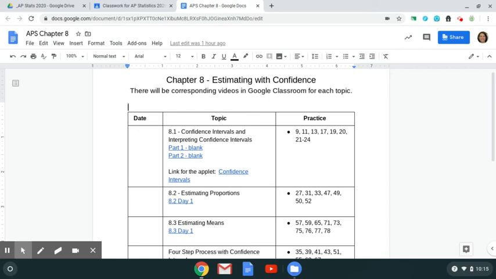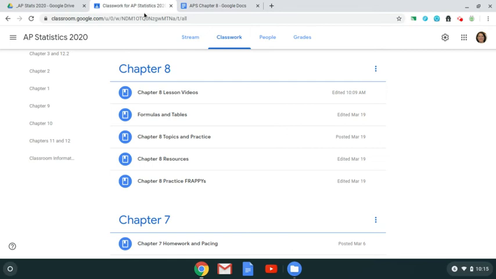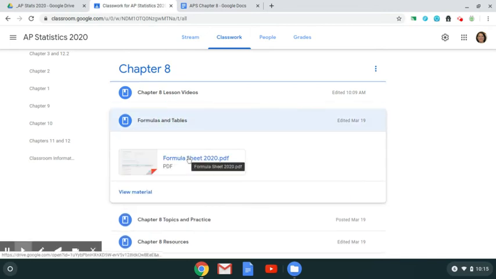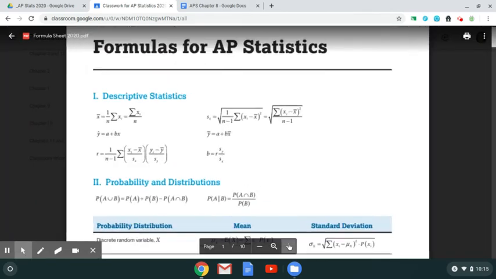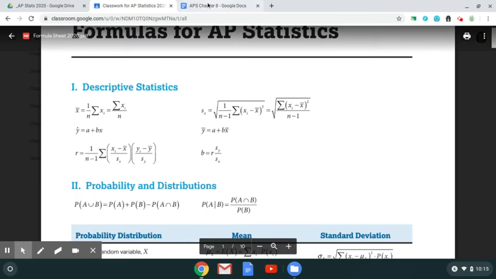Hi again. It's time to do 8.2, where we're going to write confidence intervals to estimate proportions. So if you would open up your 8.2 day 1 blank notes so you can follow along and listen to the video. I also need you to open up the formula sheet. That again is under classwork, chapter 8, formulas and tables, formula sheet 2020, because we're going to be referring back to this in our lesson today.